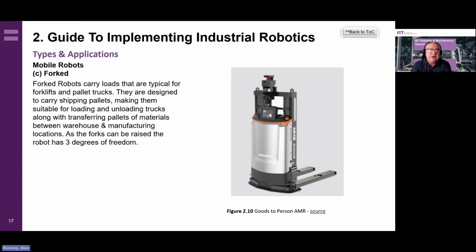Forked robots then carry loads that are typically for forklifts or pallet trucks. So basically an adaptation of forklifts. They're designed to carry shipping pallets, making them suitable for loading and unloading trucks, along with transferring pallets of materials between warehouse and manufacturing locations. As the forks can be raised, these robots have 3 degrees of freedom.